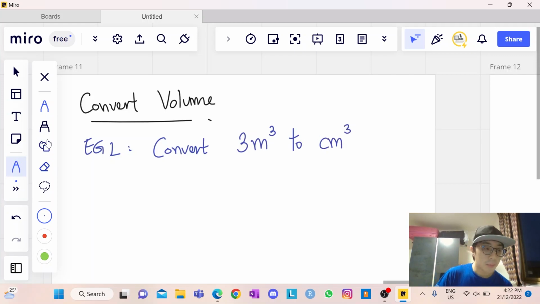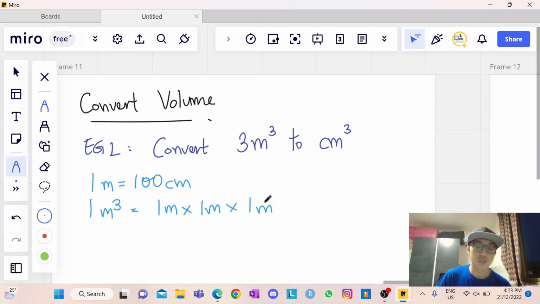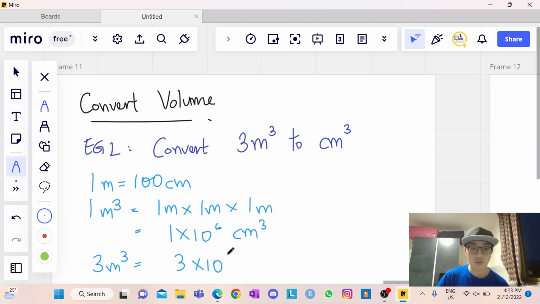All right, so back to the example, 1 meter is equal to 100 cm, but now 1 meter cube is equal to 1 meter multiplied by 1 meter multiplied by 1 meter, so it's 3 times. Therefore, it's equal to 1 times 10 to the power of 6 cm cube. All right, do you see how this conversion works? You're just going to put 100 times 100 times 100, which gives you 1 times 10 to the power of 6. Therefore, 3 meter cube is just 3 times 10 to the power of 6 cm cube. And there you get your answer by converting this.